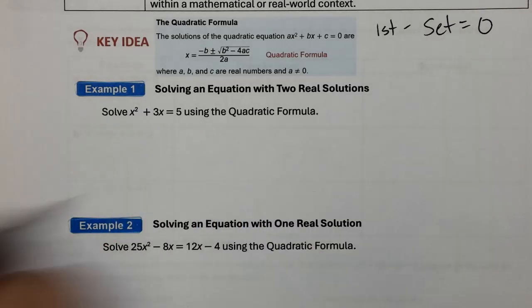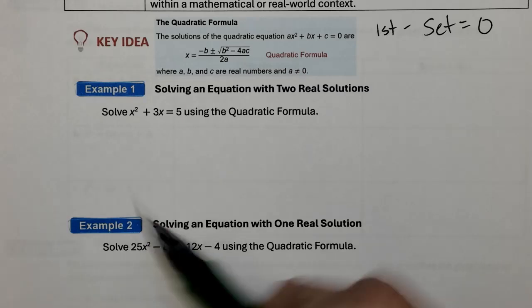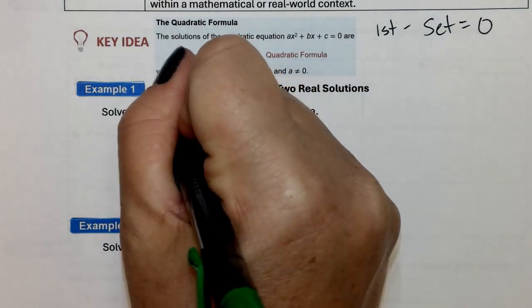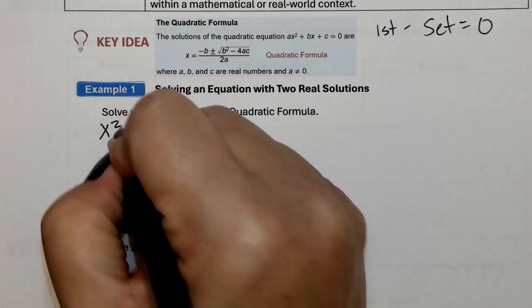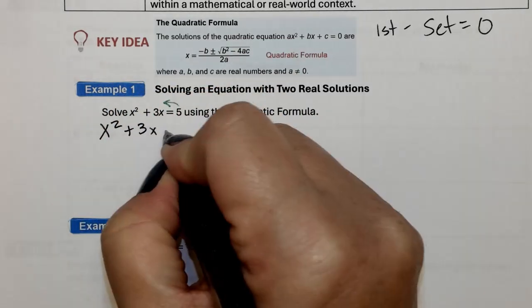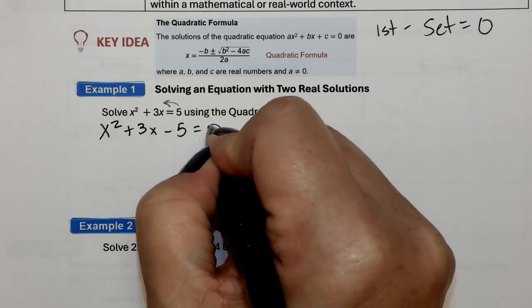This one is not set equal to 0, so we are going to move the 5 to the other side. So once it is moved to the other side, then that makes it negative. So we have x squared plus 3x minus 5 equals 0.